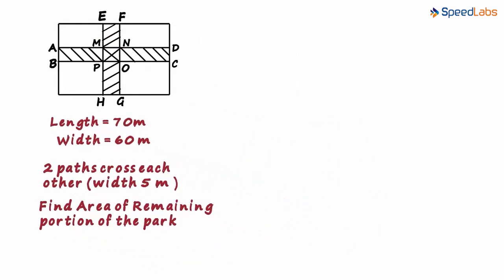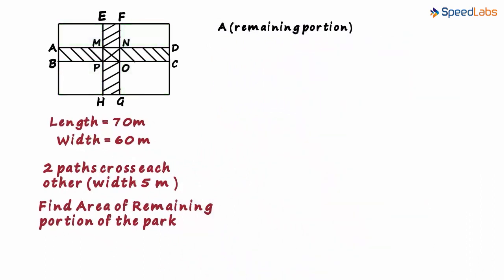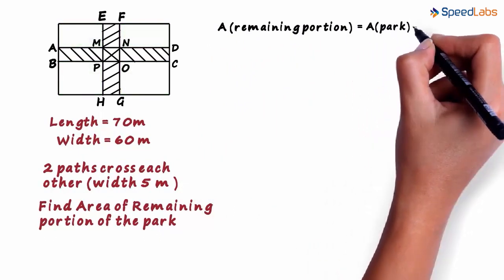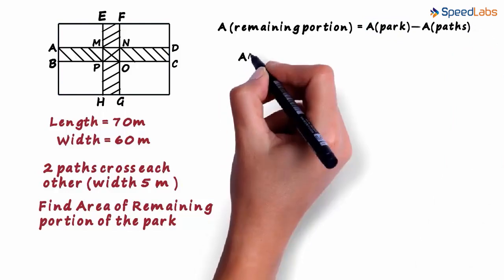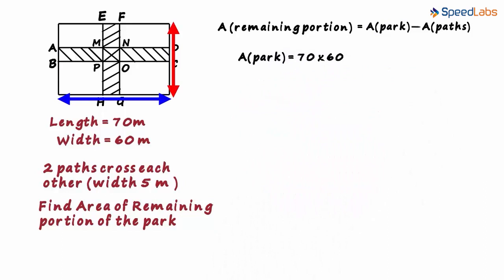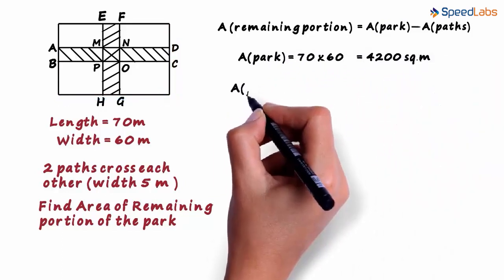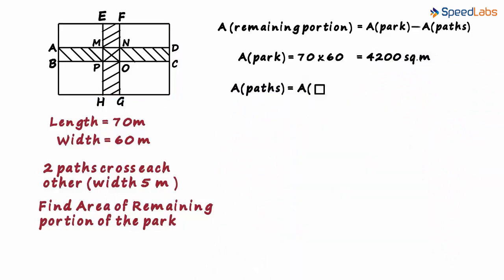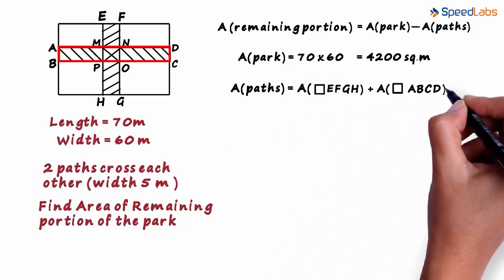So what will be the area of the remaining portion? It will be the area of the entire park minus the area of the paths. We find the area of the park first. Area of the rectangular park will be 70 times 60, which equals 4,200 square meters. The area of the paths will be the area of rectangle EFGH plus the area of rectangle ABCD.